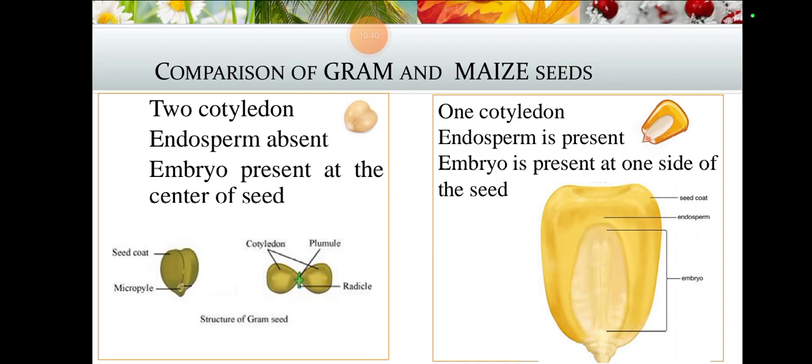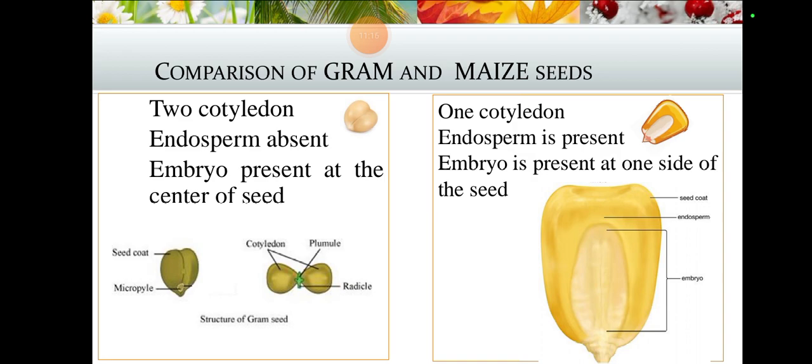Comparison of gram and maize seeds. Let's compare gram and maize seed. Cotyledons: as you know, gram seed has two cotyledons, whereas maize seed has one cotyledon. Endosperm is absent in gram because they have two cotyledons, whereas in maize endosperm is present because it has only one cotyledon. The embryo is present at the center of the seed in gram, and the embryo is present at the side of the seed in maize.